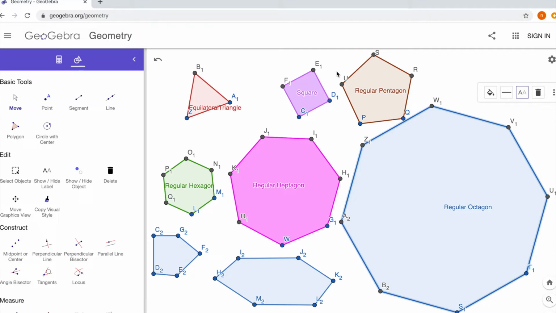Of five sides, we name it as regular pentagon. Six sides, hexagon. Seven sides, regular heptagon. And eight sides, all sides equal, we say it regular octagon. If we look here, all sides are not looking same, so it is not regular polygon. So both are not regular polygon.